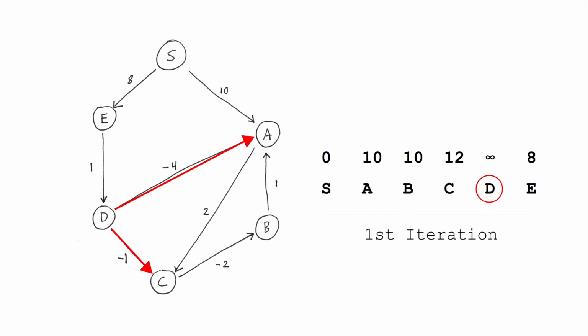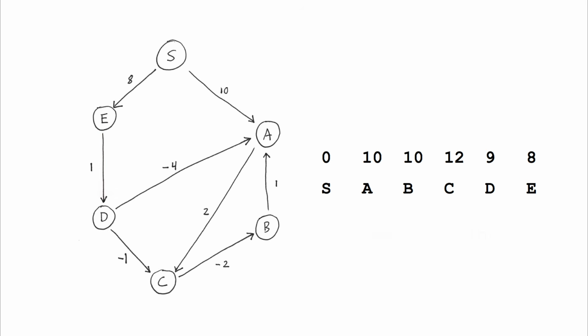On to D. Again, we don't know how to get there yet, so we can skip it and move on to E. E has one outgoing edge. We now know how to get to D with the total cost of 9. We're finished with iteration 1.